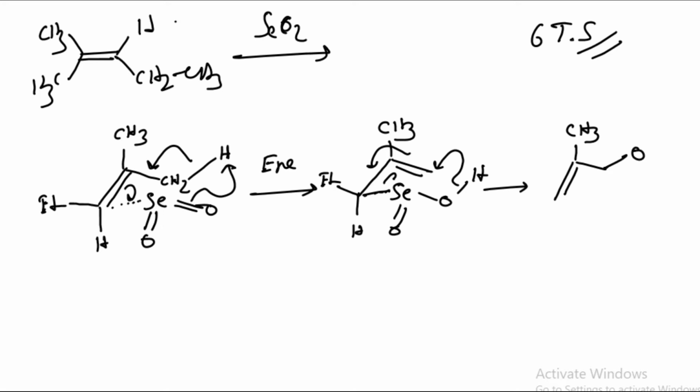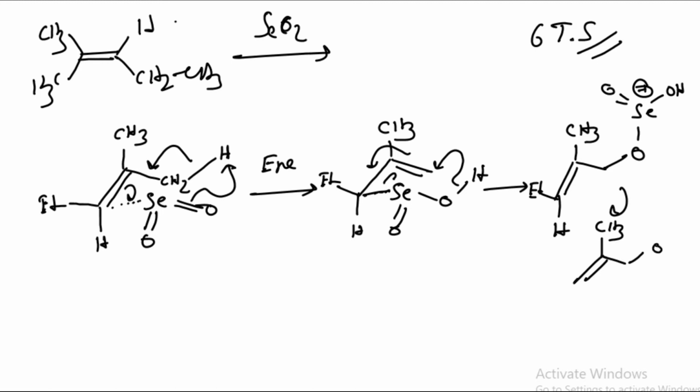Sorry, after that there is a selenium ester, there will be a plus, and there is ethyl and there is hydrogen. So after the hydrolysis you actually get the allylic alcohol. And if you closely look at this structure, this is the E-allylic alcohol.